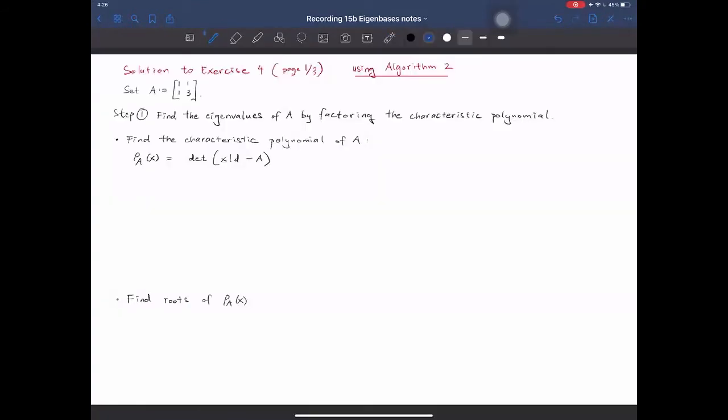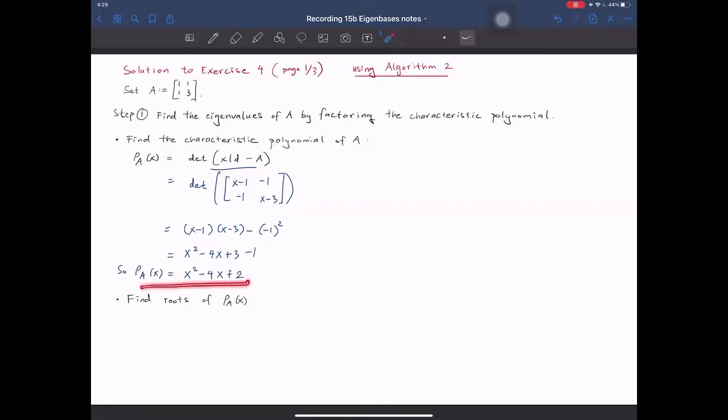The first step is to write down the characteristic polynomial of the matrix A. We get this determinant, which is the determinant of this matrix. To compute this determinant, we do the product of these two entries minus the product of these two entries. So my characteristic polynomial is x squared minus 4x plus 3 minus 1. So this is the characteristic polynomial.